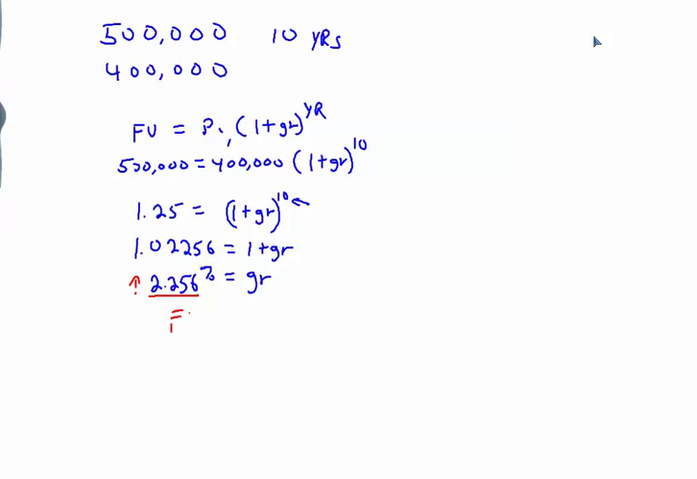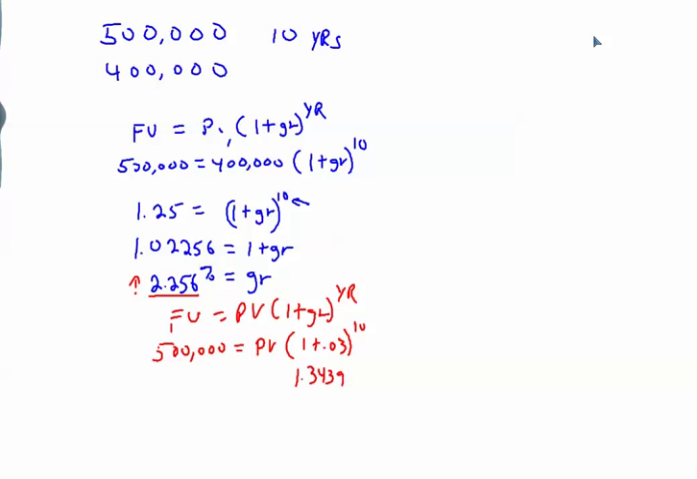It's the future value equals the present value times 1 plus the growth rate raised to the number of years out. The future value is 500,000. The present value is the thing we don't know this time, but we want the growth rate to be 3%, and we know it's 10 years out. So this one actually is a little bit easier. 1.03 raised to the 10th power gives me a value of 1.3439 times the present value must equal 500,000.